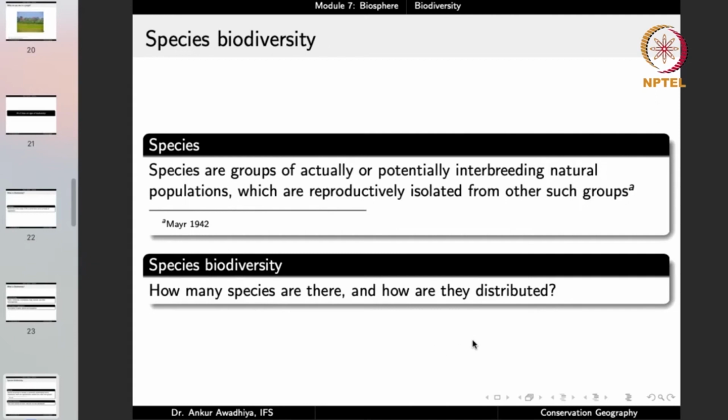Now, if you look at all three of these separately, let us look at species biodiversity. What is a species? A species is a group of actually or potentially interbreeding natural populations which are reproductively isolated from other such groups. Species are groups of actually or potentially interbreeding natural populations.